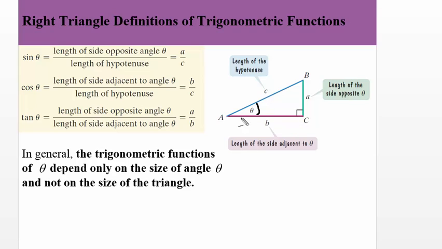Adjacent is like your next door neighbor, your adjacent neighbor. This side is next to the angle, divided by the hypotenuse. It would be B over C. And then the tangent would be the opposite over the adjacent, A over B here. And there's a little tricky saying that a lot of students will use to remember this. And it is the famous Indian chief Sohcahtoa.